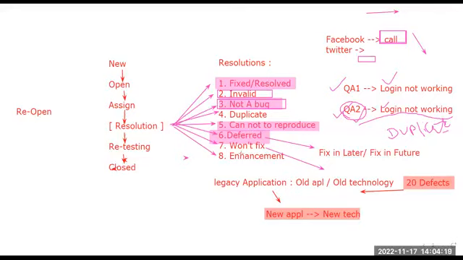Clear, guys? Developers can say won't fix when we are having some technology changes. In that case, whatever defects already exist, they are going to mark as won't fix. They don't want to spend time on these 20 defects. Instead, they can spend time on the new application and cover these 20 defects automatically. So that is what won't fix.